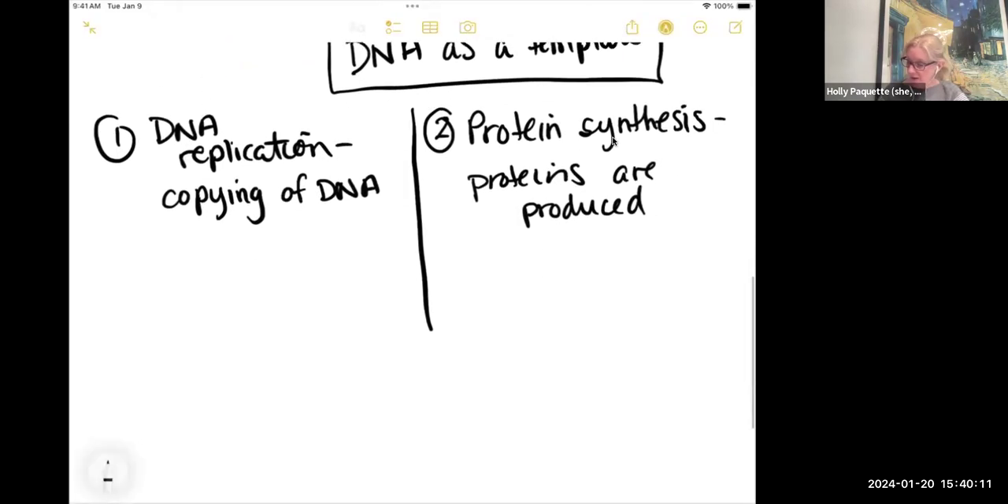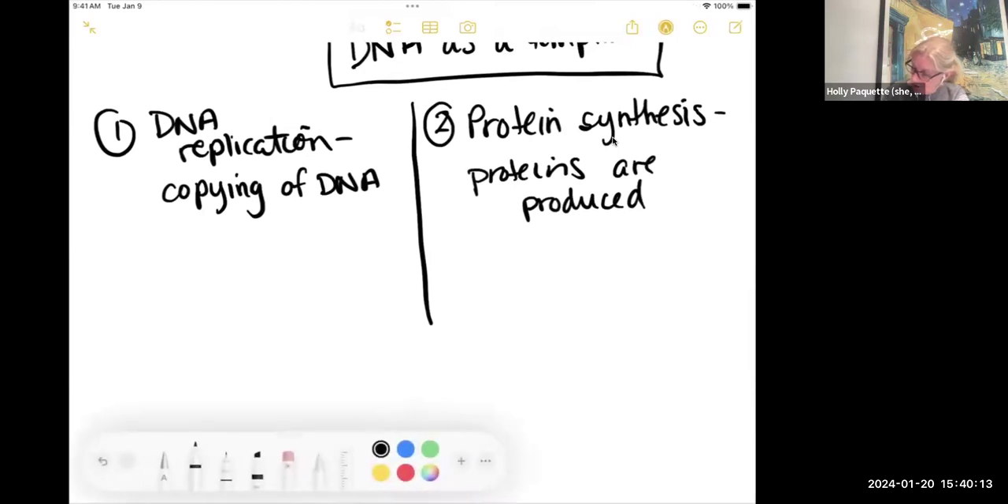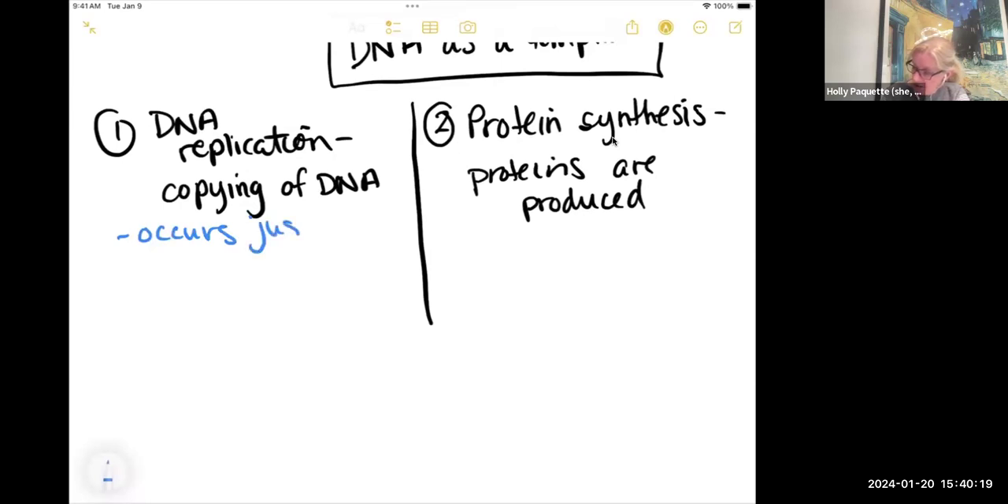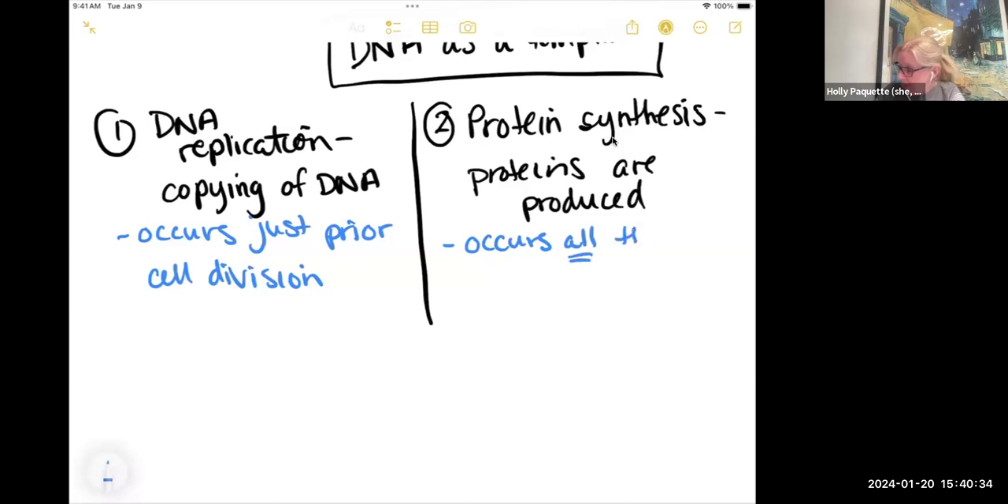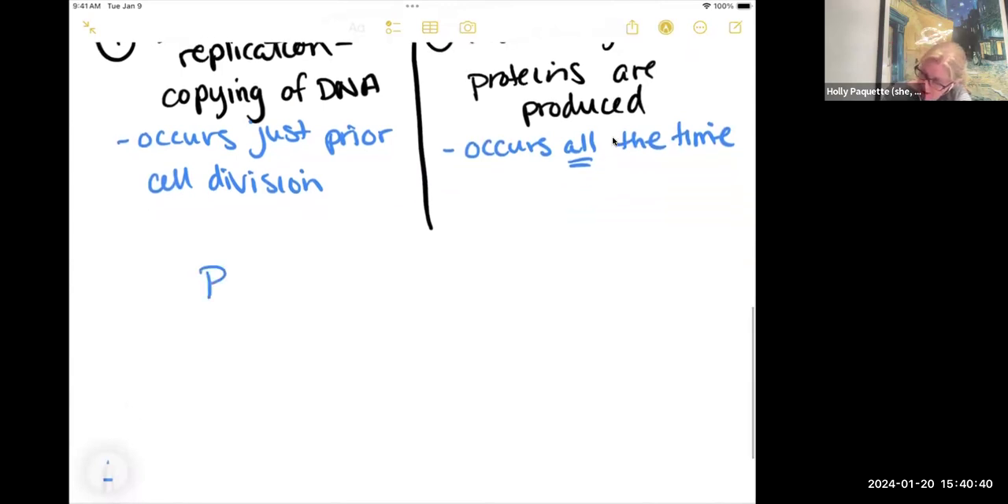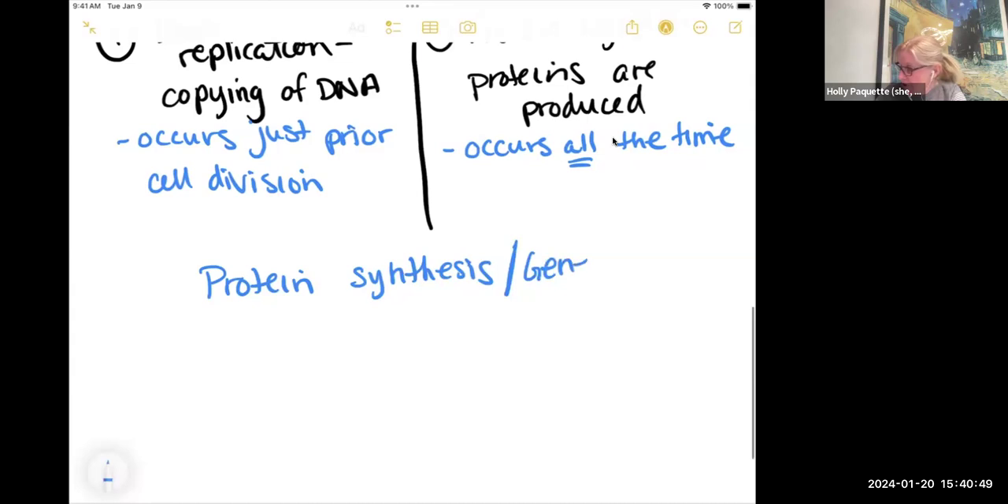So we talked about DNA replication, the copying of DNA. I do want you to keep in mind, this occurs just prior or just before cell division. But in a cell, protein synthesis occurs all the time because cells need proteins, okay? And when we think of protein synthesis, this will often be called gene expression as well, so don't be surprised if I use those interchangeably.